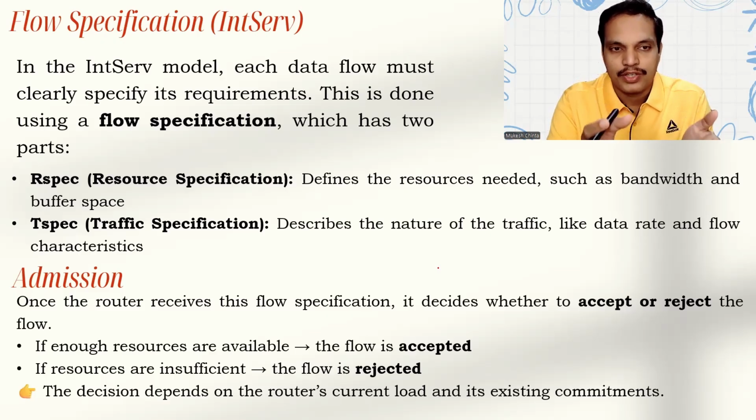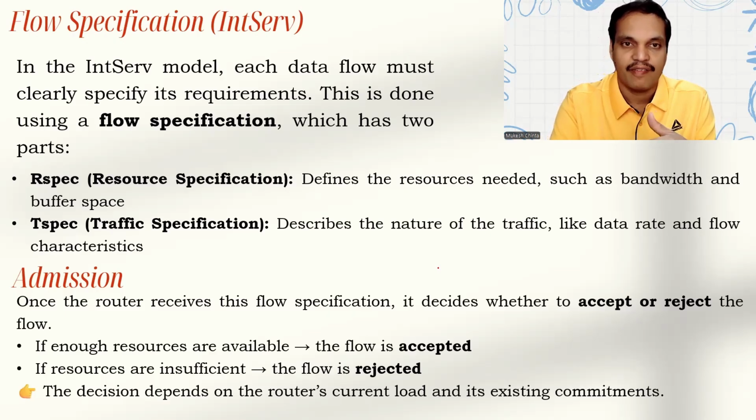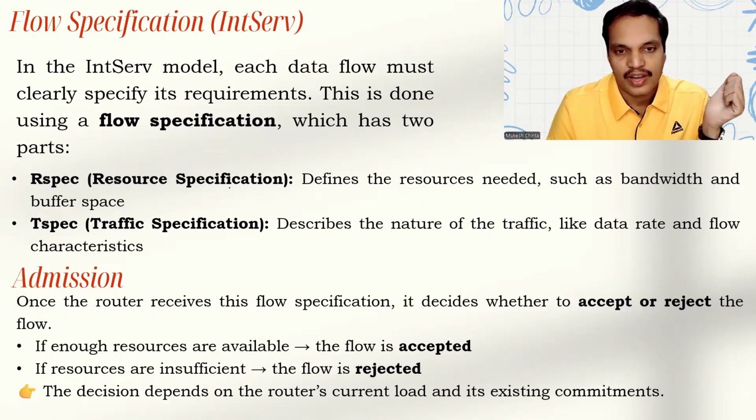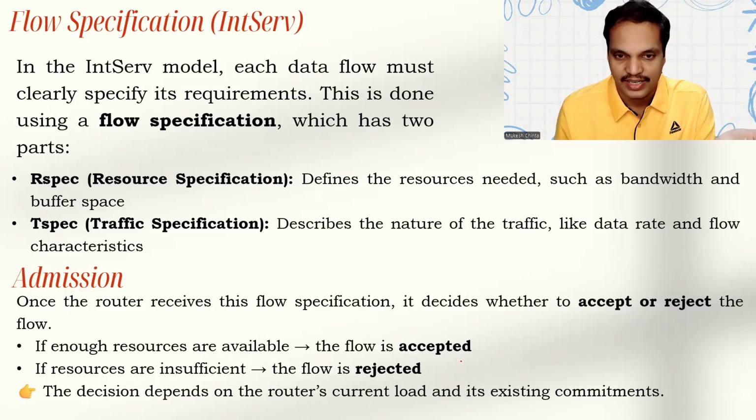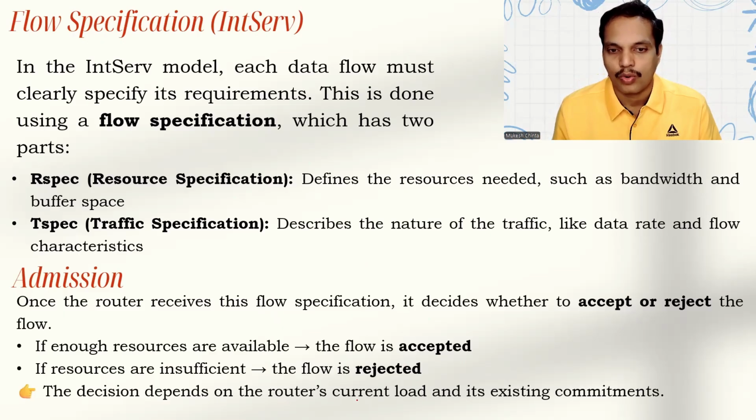Based on this, the router has to verify whether it has enough resources to support this flow or not. If there are enough resources, the flow is accepted. But in some cases, the router might not be able to provide enough resources, and then the flow is rejected. This decision of accepting or rejecting the flow specification depends on the router's current load and its existing commitments. There might be other flows passing through the same router. That is the reason.